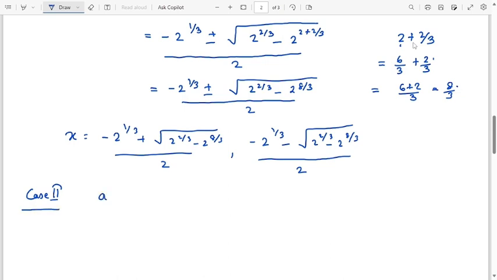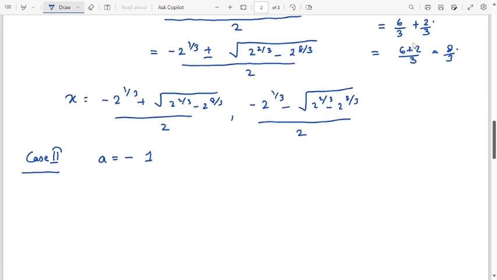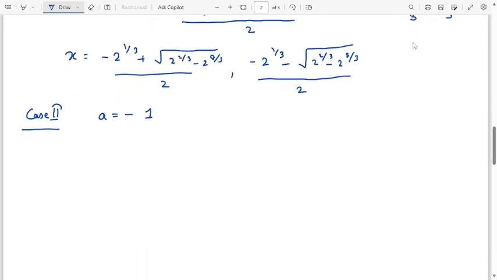For case 2, a equals −1. For a equal to −1, we do the simple thing: we replace a by x². We know that a equals x², so we put x² in the place of a. That means, sorry, this is x³. Pardon me, this x³ equals −1. That means we can write x³ + 1 = 0.